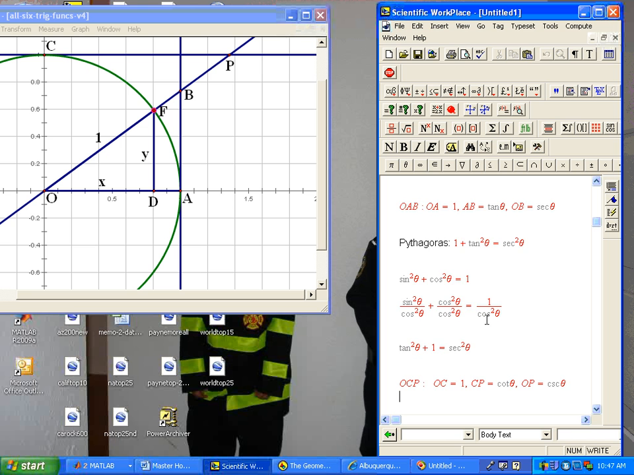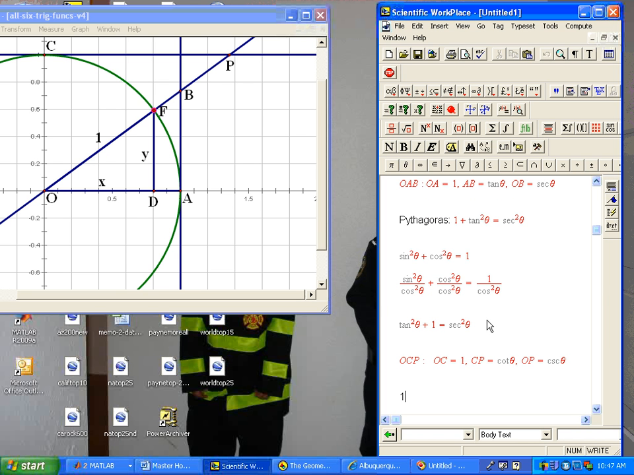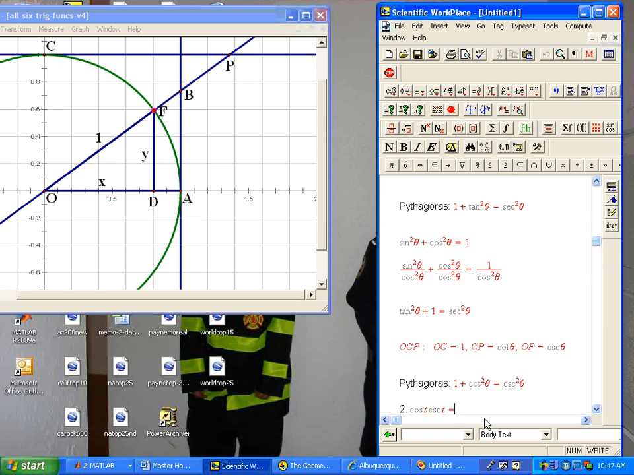And so what do we get when we apply Pythagoras? We get 1 plus cotangent squared theta equals cosecant squared theta. It sounds exactly like the other identity, except we're putting co everywhere. So 1 plus tangent squared is secant squared, and 1 plus cotangent squared is cosecant squared. We could also get that out of sine squared plus cosine squared equals 1 by dividing everything by sine squared. So those are very, very useful identities.